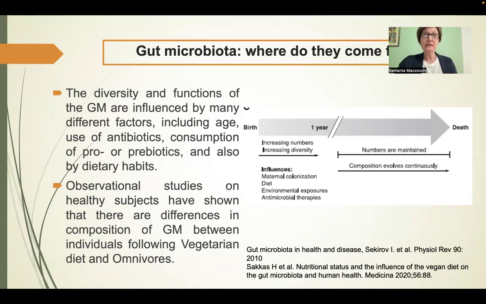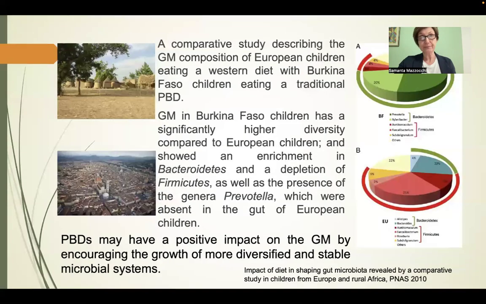Observational studies on healthy subjects have shown that there are differences in the composition of gut microbiota between individuals following a vegetarian diet and omnivores. Now we'll see a comparative study describing the gut microbiota composition of European children eating a Western diet with Burkina Faso children eating a traditional plant-based diet.